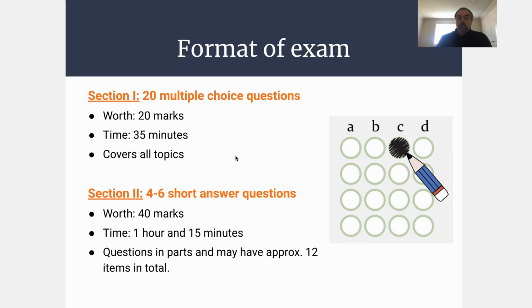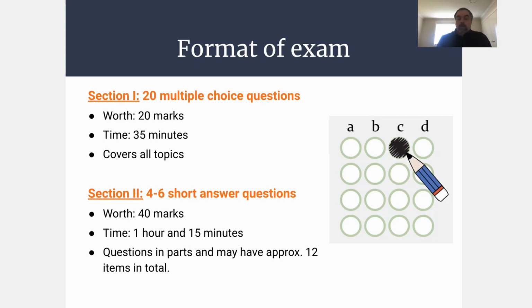Section 2 of the paper is our short answer questions, totaling 40 marks. Now it's got here, you could get 4 to 6 short answer questions. So the 4 would typically mean 1 from each topic, and the total of each question would be 10 marks, okay? But in the last few years, typically they're using 5 lots of short answer questions.